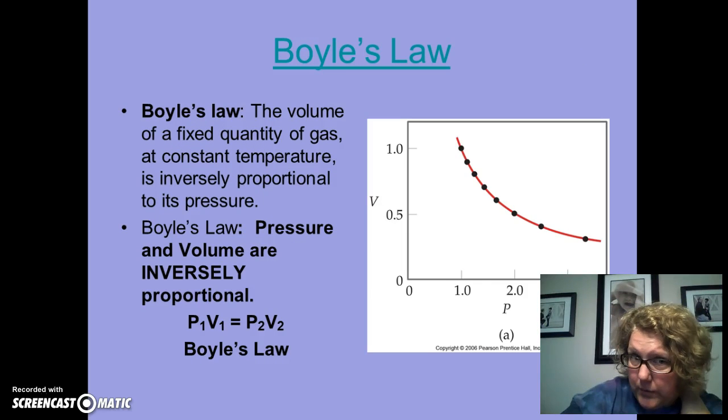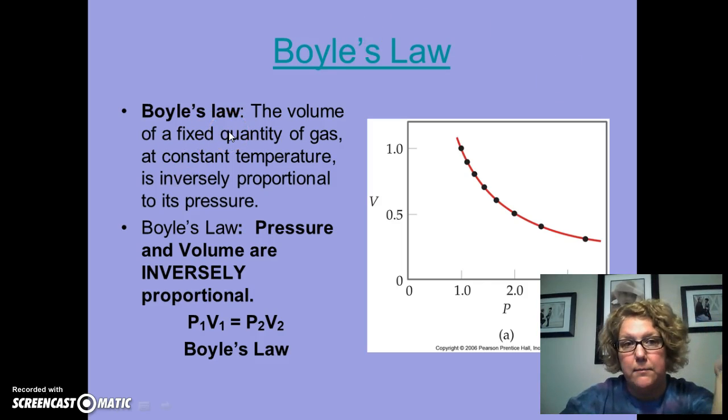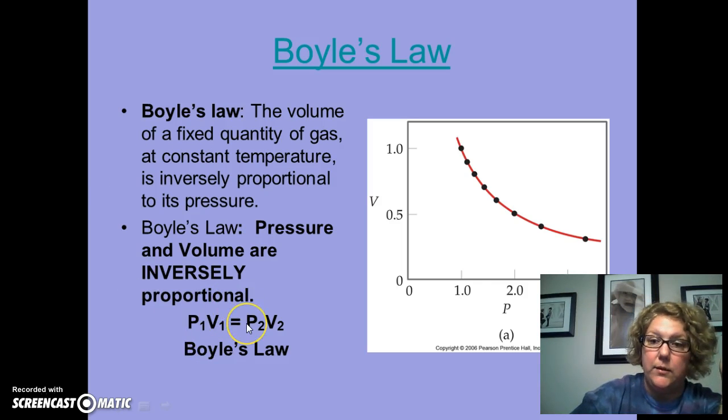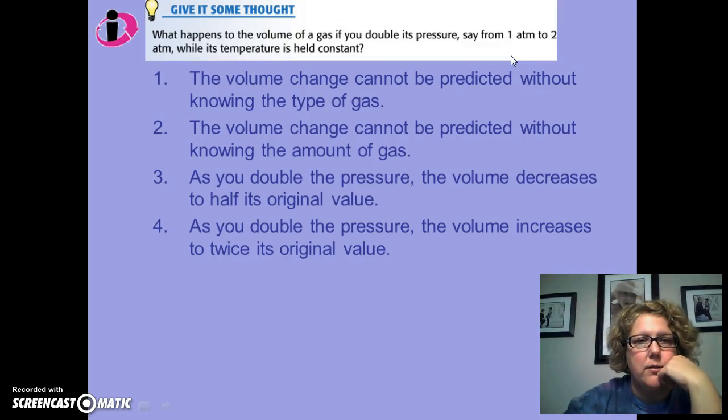So here's a graph of what it would look like. The volume of a fixed quantity of gas. We're assuming that moles are held constant here, and the temperature is also held constant. The only thing we're changing is P and V. So the pressure is going to be inversely proportional to the volume and vice versa. Inversely proportional is a fancy way of saying when one goes up, the other goes down. So mathematically, that's represented as P1 V1 equals P2 V2. That's Boyle's law.